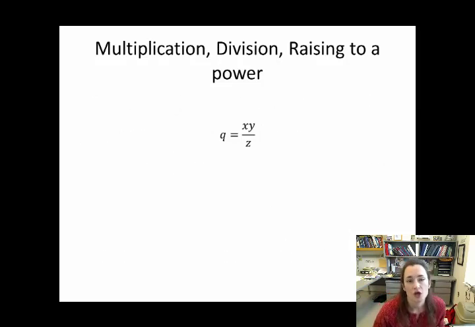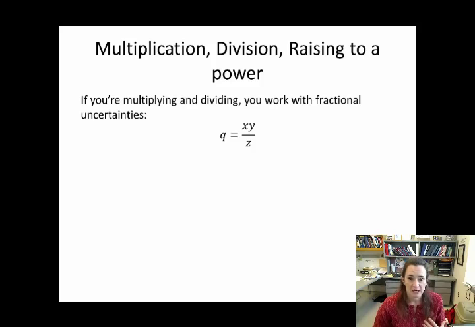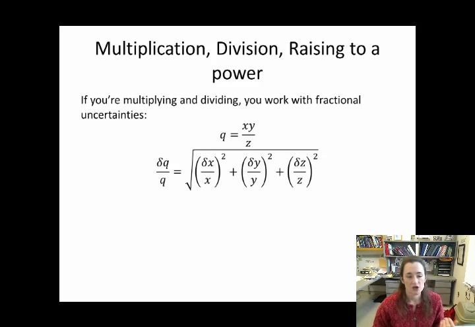Okay, so moving on: multiplication, division, raising to a power. Here we have q is equal to x times y over z, so you're multiplying and dividing. Well, if you're multiplying and dividing, what you're going to do is work with fractional uncertainties. Before, in addition and subtraction, we were working with absolutes. Now we're going to be working with fractionals. So here's how to find the fractional uncertainty in q. Delta q over q is the square root of the sum of the squares of the fractional uncertainties.